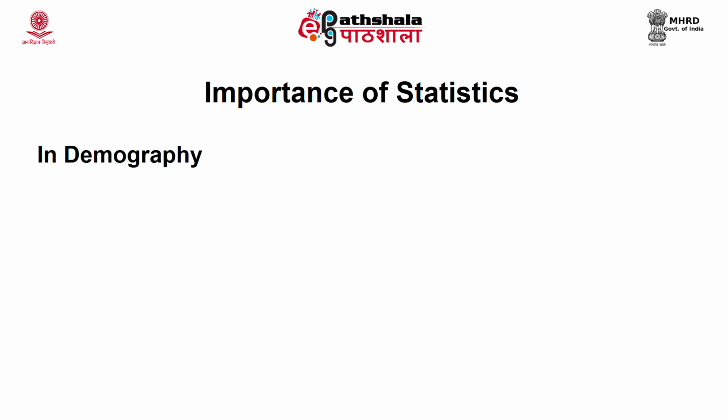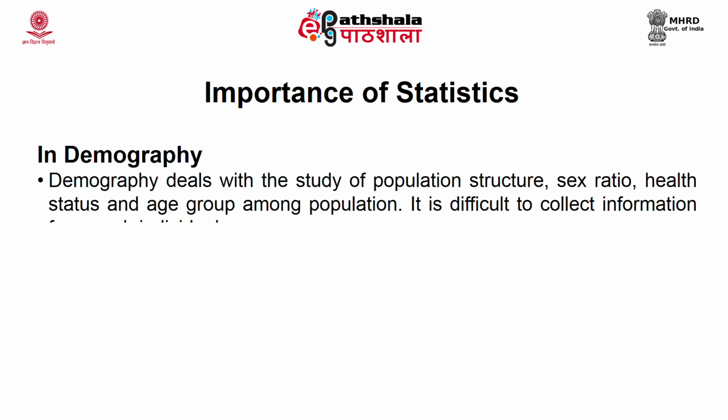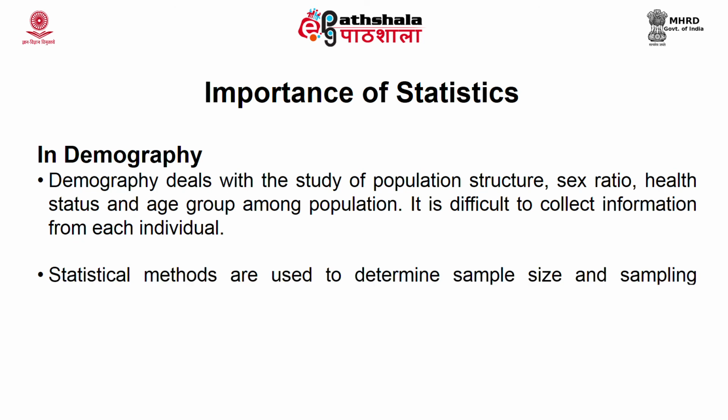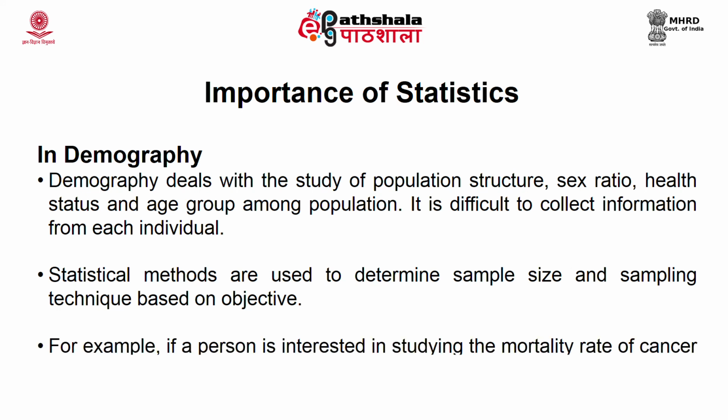In demography, the subject deals with the study of population structure, sex ratio, health status and age groups among the population. It is difficult to collect information from each individual. Statistical methods are used to determine sample size and sampling techniques based on the objective. For example, if a person is interested in studying the mortality rate of cancer patients in a state, then they use statistical tools to collect the data related to cancer patients, and hence they can provide information to the government that such an amount of cancer patients exist in the whole population.